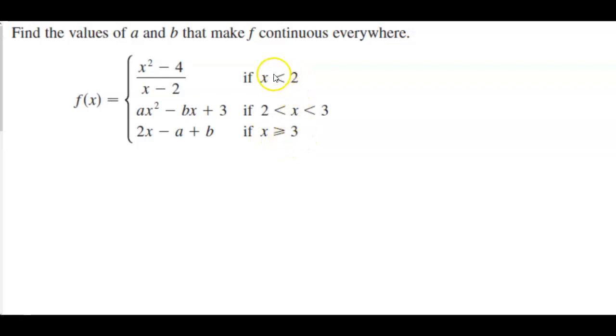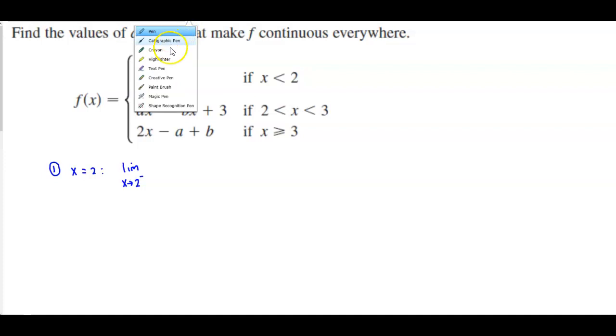So we can see here that we have these restrictions, and the first one has a restriction from x is less than 2. So let's first take a look at when x is equal to 2 and then take a look at the limits. For the first one, we have x approaching 2 from the left, so we know that this is x approaching 2 from the left of that function. And the function that we're going to use, therefore, is (x squared minus 4) over (x minus 2).